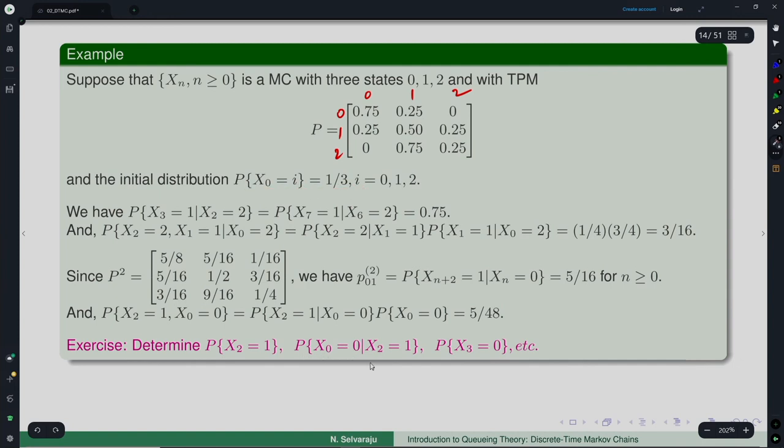And also the reverse way: if you find that at time 2 it is in 1, what is the probability that it had started at 0? You can use Bayes rule to compute these probabilities, but again you will use this P in this case. So, this way one can compute multi-step probabilities, one-step probabilities, state probabilities, and try to answer questions related to this.